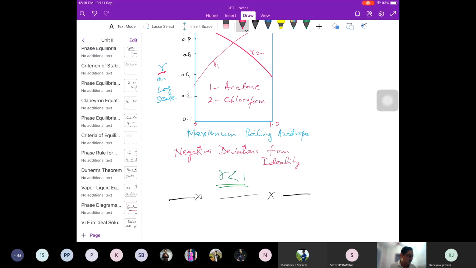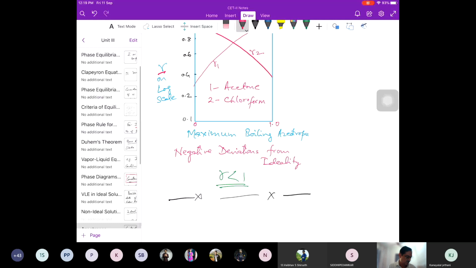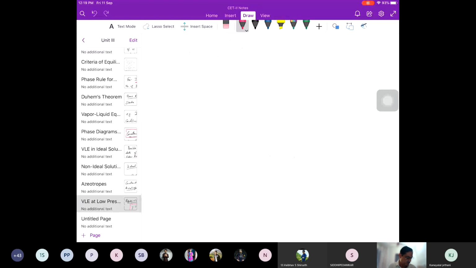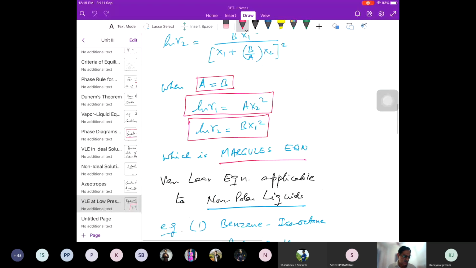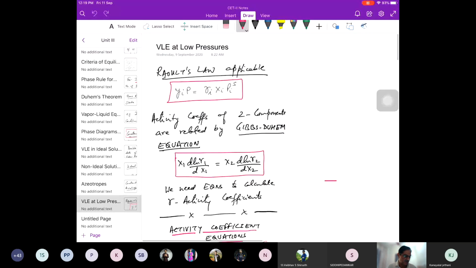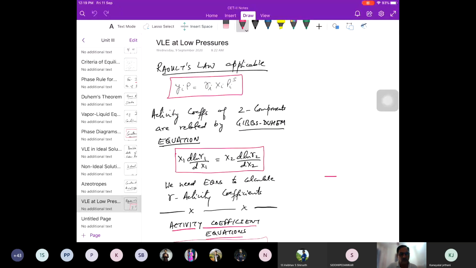Let's move forward then. Now we are going to actually solve some problems using all we have learned so far. So we are going to do calculations for VLE at low pressures first. Okay. So this is all the background for doing these calculations now. So we know Raoult's law is applicable at low pressures, and Raoult's law is y_i P = gamma_i x_i P_i^s, right? And we will take gamma because we are talking about non-ideal solutions also, not just ideal solutions.